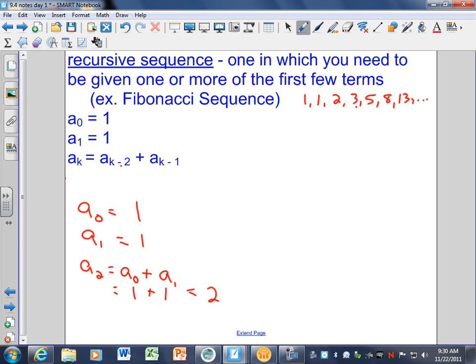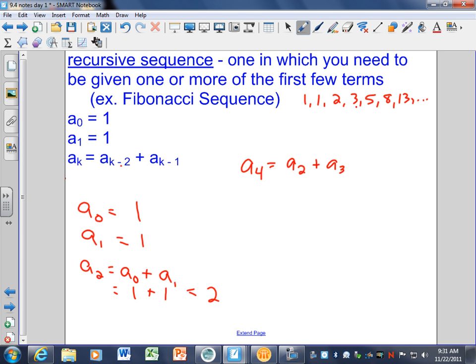Like, whatever k is, you plug in k for there, and it's always going to give you the 2 right before it. And so just, we kind of wrote it out already, but just to say, like, if I was going to do a sub 4, 4 minus 2 is 2, plus 4 minus 1 is 3. So you take a sub 2 plus a sub 3, and that's how you get that next term.